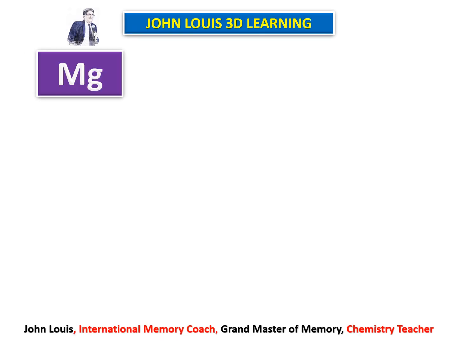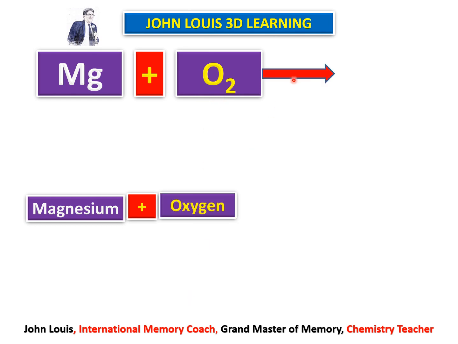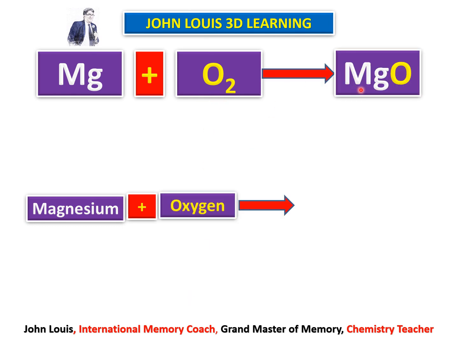Okay, first of all, the first equation is: Mg plus O2 gives MgO. What is Mg? Mg is magnesium. What is O2? That is oxygen. What is MgO? In which Mg is magnesium, O is oxide. Therefore this will be magnesium oxide.